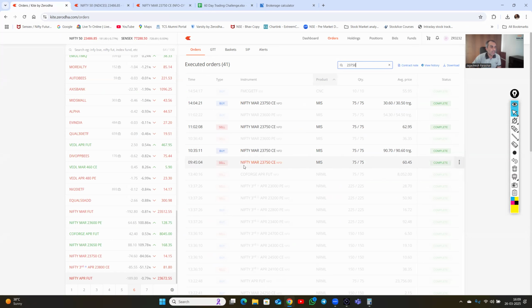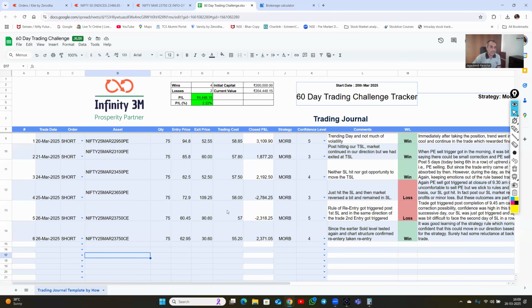The first trade got triggered at 9:45, and at 10:35 it hit the stop loss. Again around 11:01, we noticed the price came back to the same level, and by the time we executed, it got executed at 62.95. Then at around 2:04 PM our trailing stop loss got hit, and that is when we exited our trade.